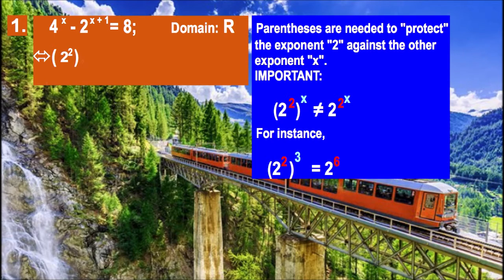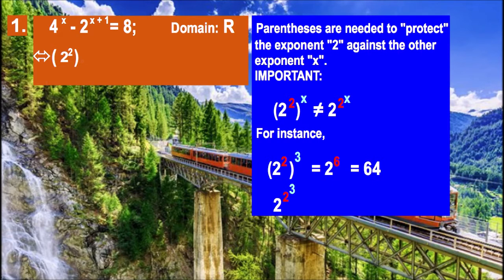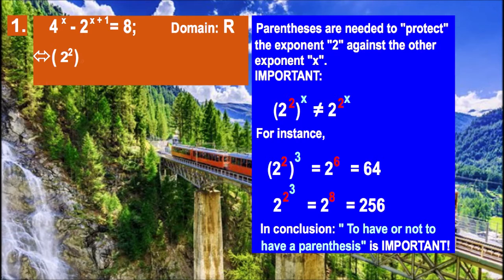And we'll see this, for instance, 2 raised to the power 2, everything raised to the power 3 is equal to 2 raised to the power 6, which equals 64. But when we take 2 and raise it to the power 2 raised to the power 3 with no parentheses, that's equal to 2 raised to the power 8, which is equal to 256. So in conclusion, to have or to not have parentheses is very important.